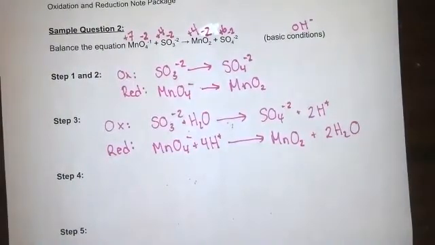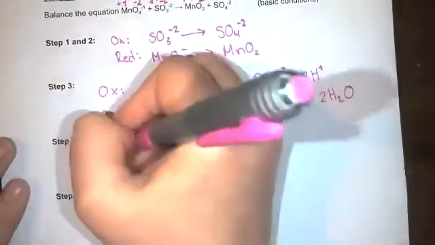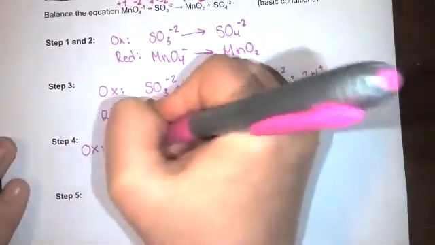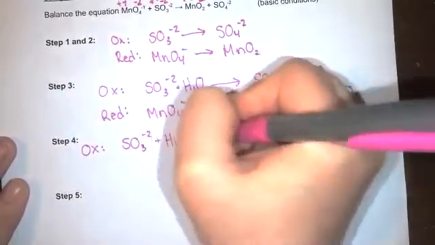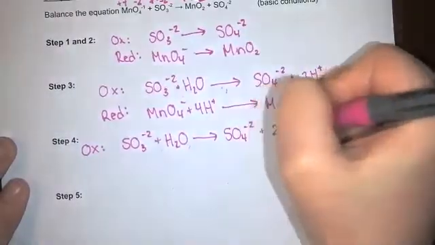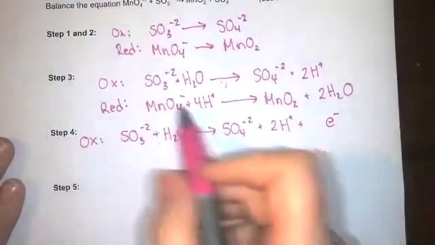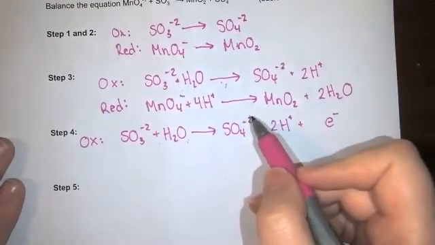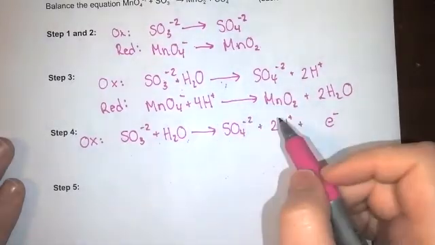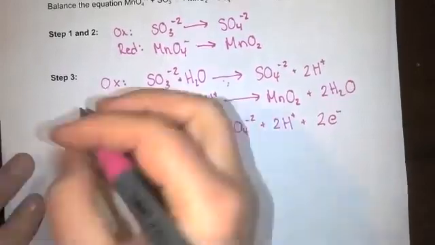Now my hydrogens and oxygens and all my atoms are balanced. For step 4, I'm going to be looking at balancing my charges. I know that for oxidation, I'll be losing electrons, so I can expect my electrons will be on my product side. And I'll just need to make sure that it's balanced. I have a -2 charge on my reactant side, -2 plus 2, charge of 0. Well, I need 2 electrons then to make each side a -2 charge.